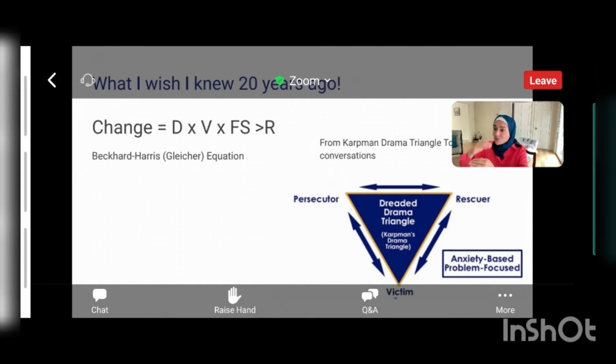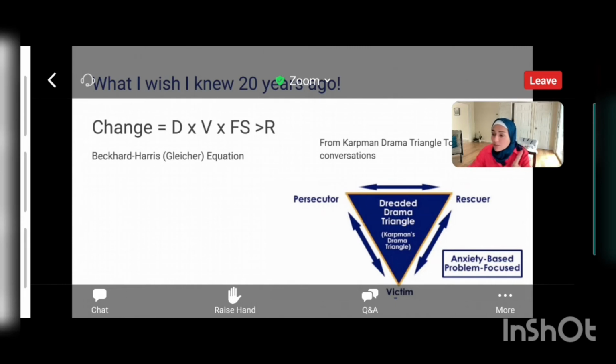Then FS stands for identifying first steps. So as a human being, you need to have some positive reinforcement in order to keep going forward. So identify first steps that will get you closer to your vision, where you want to be, that change that you want to achieve, but easy, small first steps that will build the momentum and will get people on board.